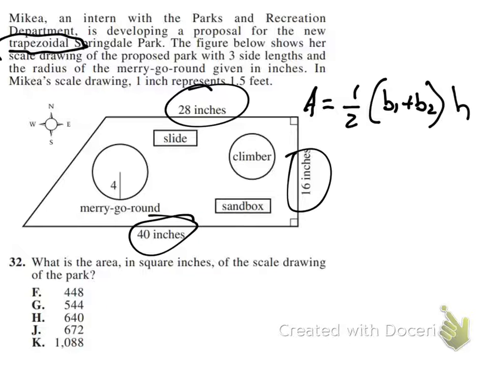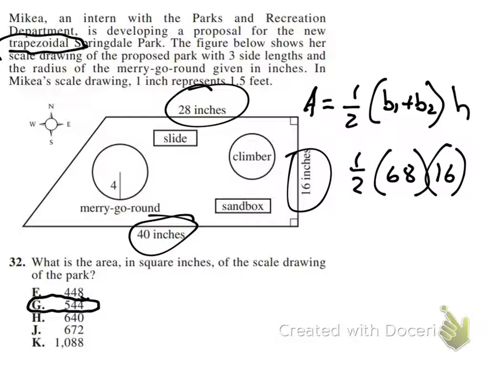So half of 28 and 40 is 68 times 16. That's 8 times 68. It's 480 plus 64. 544. Okay. Now, that might be something that you'd want to do with a calculator. You can't multiply that quickly. If you ever want to multiply like that quickly, swing by my office and I can show you some tricks on how to do that kind of thing.